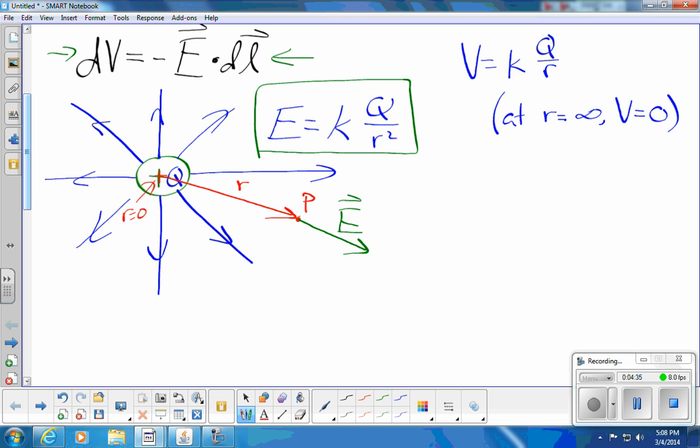If this red arrow is the vector quantity that goes from the origin to point P, this E vector, this green E vector that I have here, has a magnitude of KQ over the magnitude of R squared. Nothing in this equation yet is a vector. K is a scalar, Q is a scalar. This R in the bottom here is the magnitude of the distance from the center of the charge to point P. So I'm going to get rid of my little arrow. I want to introduce the direction that this electric field vector points.